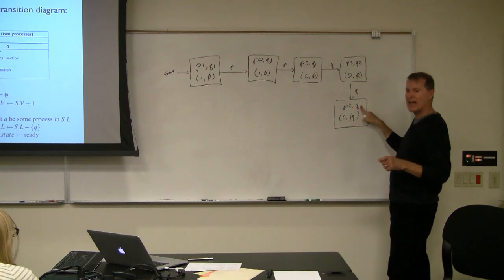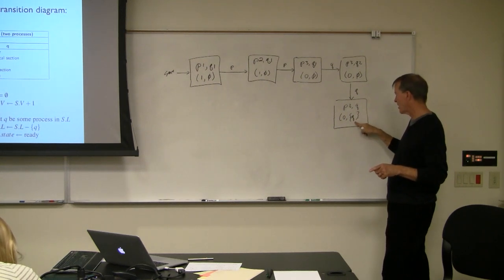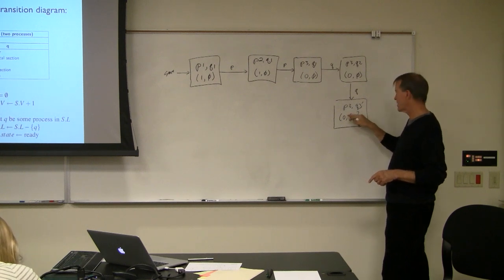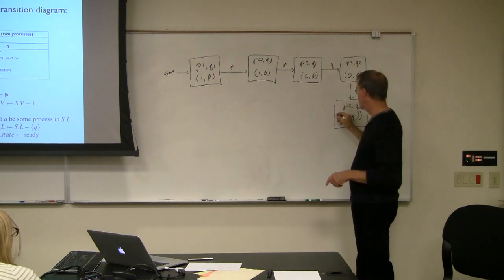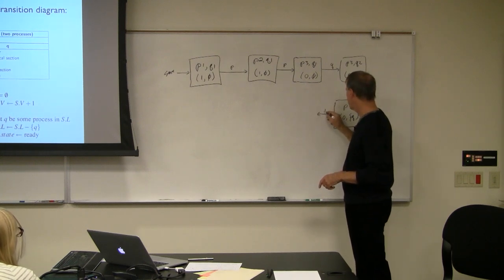See, here's the thing. The next statement to execute is Q3, right? But it can't be picked because it's blocked. So let's put Q3 like prime. Say that at this point we can't pick it, right? Because it's blocked. So the only thing that can execute next is P. So Eva, what happens if P executes?